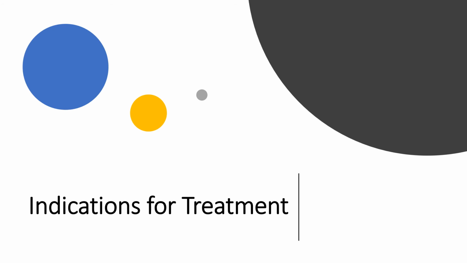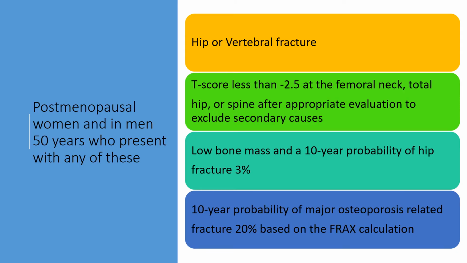So there are very clear indications for starting bisphosphonates, because they are not a short-term medicine. Bisphosphonates have to be given to the patient for years, at least 2 to 5 years. So you have to choose very carefully whether the patient is a candidate for bisphosphonate treatment or not. Some of the recommended indications are: number one, postmenopausal women and men more than 50 years of age who present with any of these. Number one, a fragility hip fracture or an osteoporotic compression fracture of the vertebral spine.